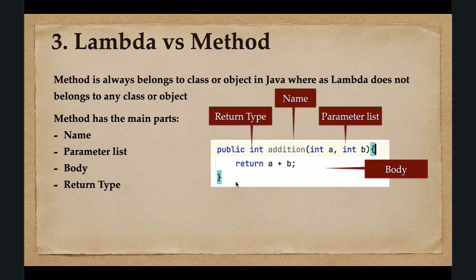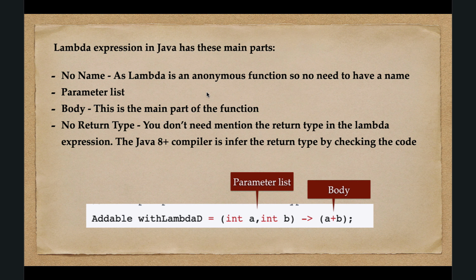So this is how we define a method in a class. Now let's see how we can define the lambda expression. Well, lambda expression contains these main parts. Lambda expression basically doesn't have a name because a lambda expression is an anonymous function, so we don't need to mention a name in a lambda expression. And lambda expression can have a parameter list. Lambda expression has a body, and we don't have to mention the return type in a lambda expression because the Java 8 compiler will automatically infer the return type of the lambda expression by checking into the code.